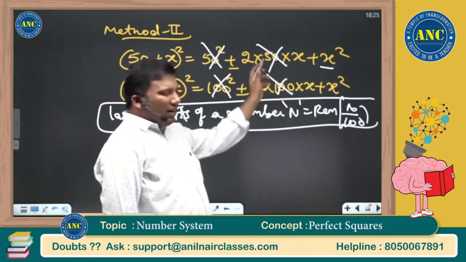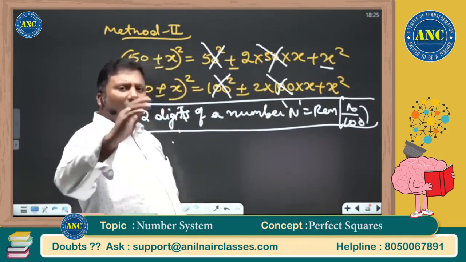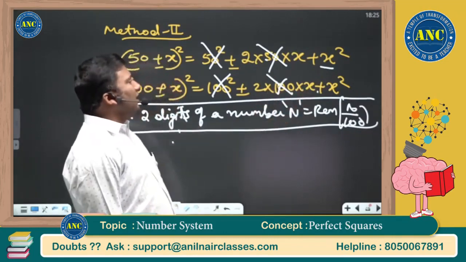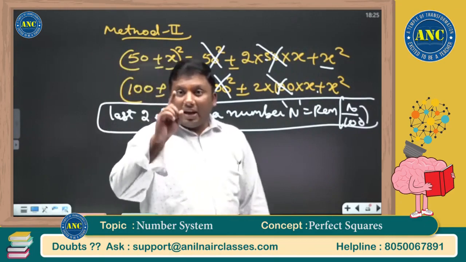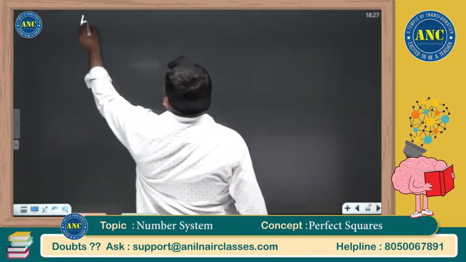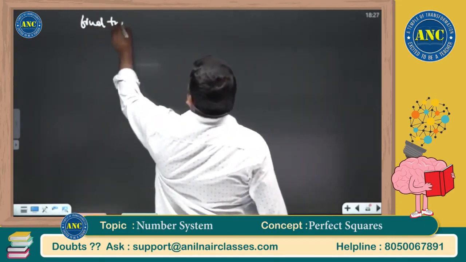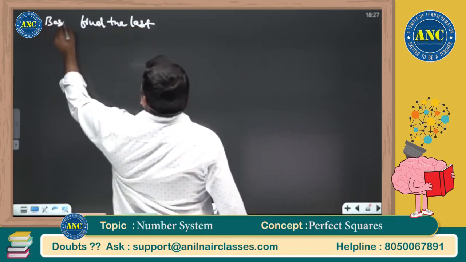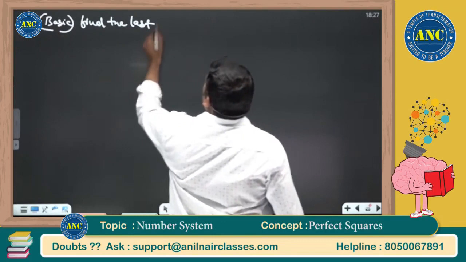If it is working for 50, obviously it should work for all the multiples of 50. These also are perfectly divisible. What is the remaining? X square. Make a note in your notebook. Find the last 2 digits for the basic level, then we will go to the advanced level.